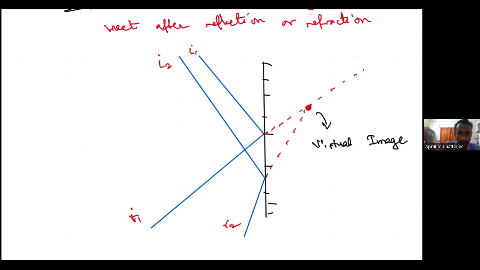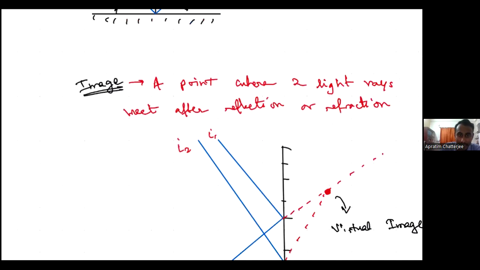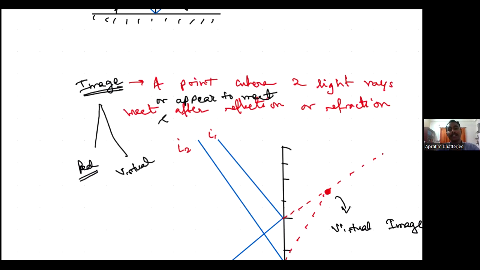So the image that we have learned just now, a point where two light rays meet after reflection or refraction, let me change it a bit, by saying where two light rays meet or appear to meet. This makes it complete: a point where two light rays actually meet or appear to meet. So that point where two light rays are actually meeting will be called a real image, and that point where two reflected light rays are appearing to meet will be called a virtual image.